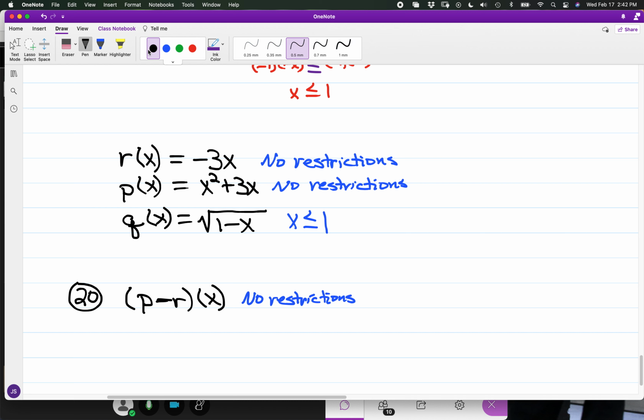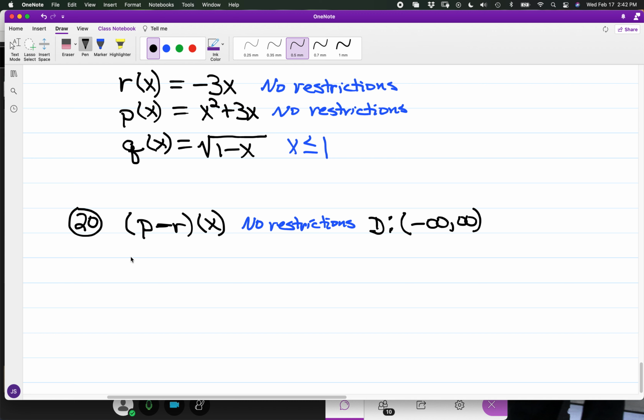And without knowing what P minus R of x is, I can still arrive at the domain. And with no restrictions at all, the domain is going to be the set of all real numbers. So I can plug in anything for x in the difference and still come out to a real value. So for P minus R of x, for what this is going to be specifically, we have P of x minus R of x.